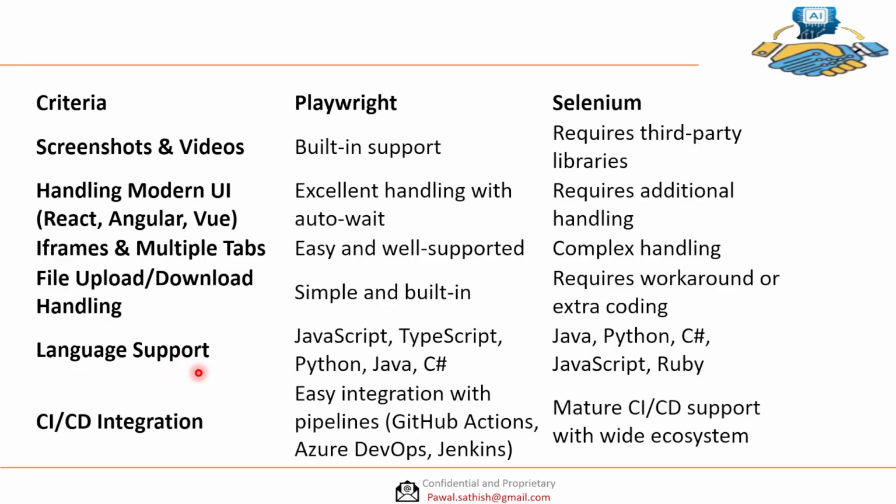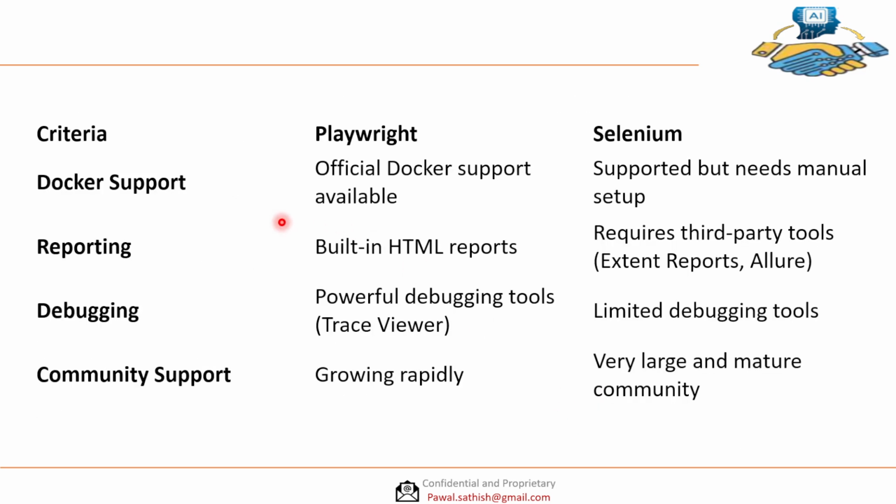Considering the language support perspective, Playwright supports JavaScript, TypeScript, Python, Java, and C#, whereas Selenium also supports Java, Python, C#, JavaScript, and Ruby. Considering CI/CD integration, Playwright has easy integration with pipelines like GitHub Actions, Azure DevOps, and Jenkins, whereas Selenium has mature CI/CD support with a wide ecosystem. From a Docker support perspective, official Docker support is available in Playwright, while Selenium is supported but needs manual setup.